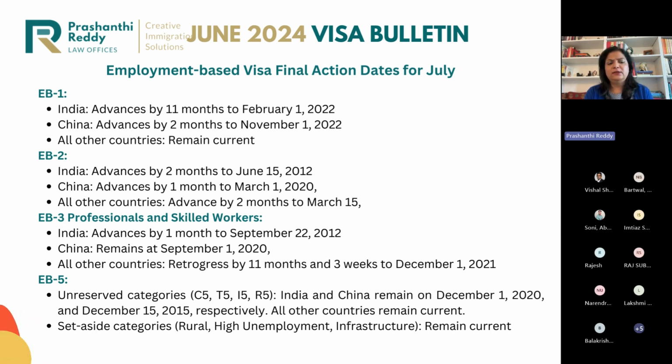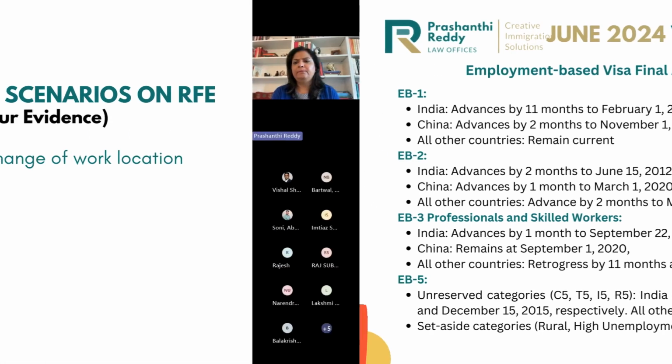So you see the visa bulletin, to summarize, the EB1 has moved forward significantly for India. EB2 and EB3 have a slight forward movement for India and China. And for EB3, all other countries have actually retrogressed. And for EB3 in August, we can expect further retrogression. So that's about the visa bulletin. Now let's go to the next slide.